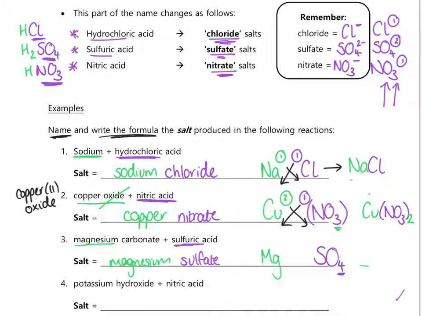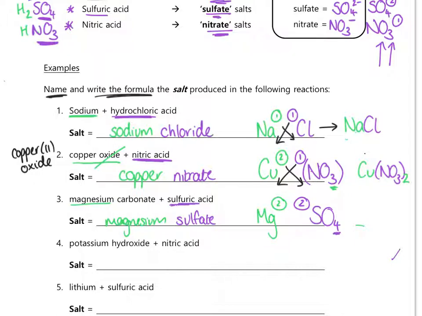Time for our valencies now. Magnesium is group 2, so it has a valency of 2. Sulfate has a charge of 2-, so as we said before, it also has a valency of 2. You can see that I've got a ratio of 2 to 2 here. So that can actually cancel down to 1 to 1.